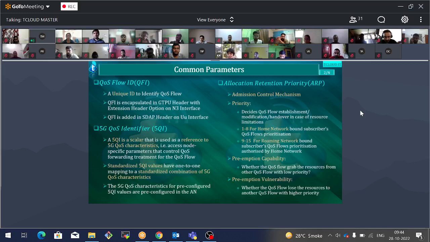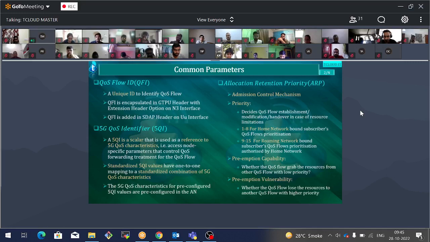Priority is a value ranging from 1 to 15, 1 being the highest, 15 being the lowest in terms of priority. Every time a QoS flow is getting established, it is associated with one of the numbers from 1 to 15. 1 to 8 is for the home network subscribers. 9 to 15 is for the roaming network subscribers who are roaming in by being present in our network. Obviously, the home network must give more priority to home network users, so they have decided to use the highest priority for the home network subscribers, and the roaming guys will get 9 to 15.